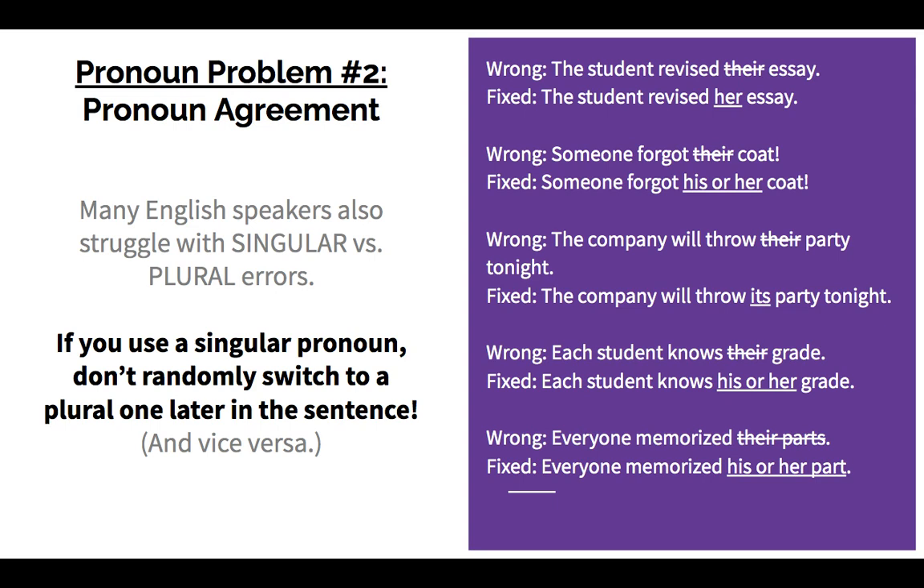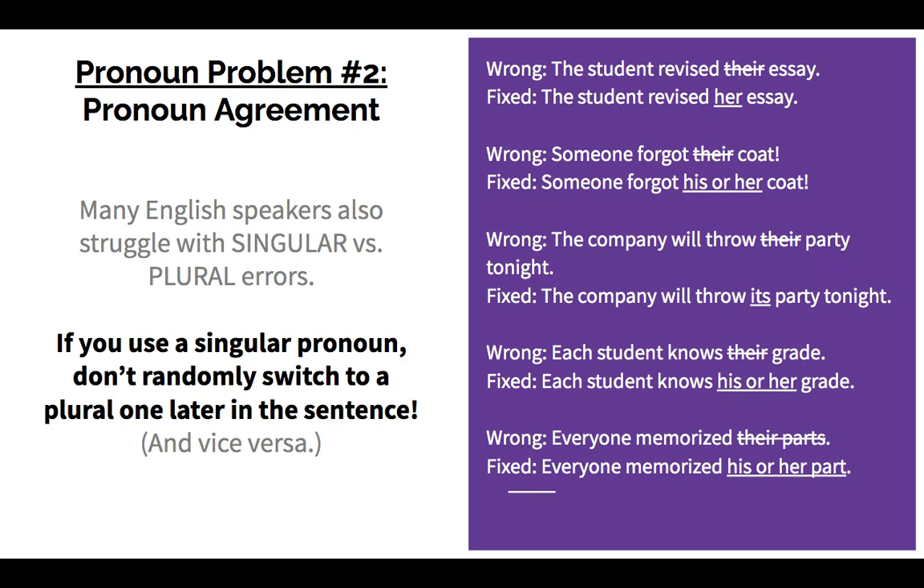The student revised their essay. I've heard this so many times. I've used this so many times. But the student is one person. "Their" means that there's more than one. So it has to be fixed. How do we fix it? The student revised her essay, or the student revised his essay. If you're not sure if it's a him or a her, you can say the student revised his or her essay. Okay? Someone forgot their coat.